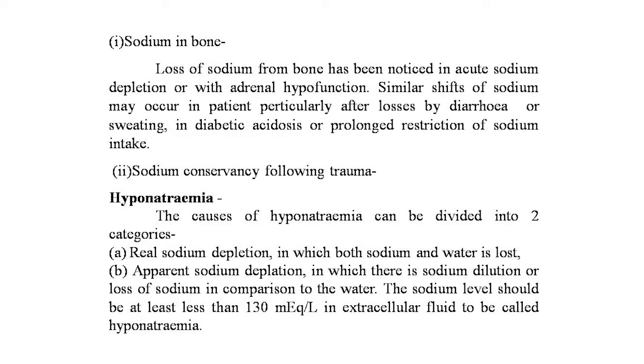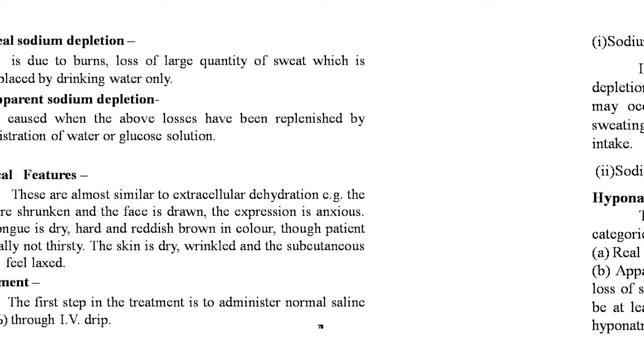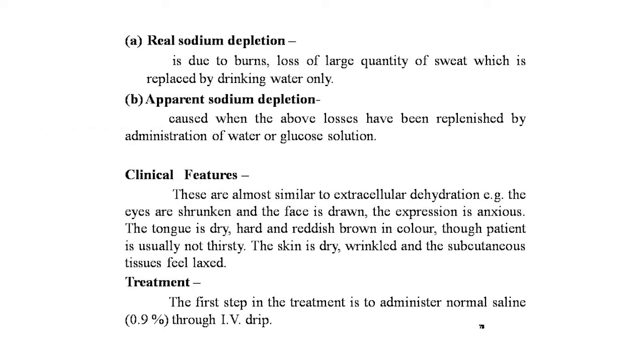The causes of hyponatraemia can be divided into two categories. The first is real sodium depletion, in which both sodium and water are lost, and second is apparent sodium depletion, in which there is sodium dilution or loss of sodium in comparison to water. The sodium level should be less than 130 milliequivalents per liter in extracellular fluids to be called hyponatraemia. Now, real sodium depletion is due to burns, or loss of a large quantity of sweat which is replaced by drinking water only.